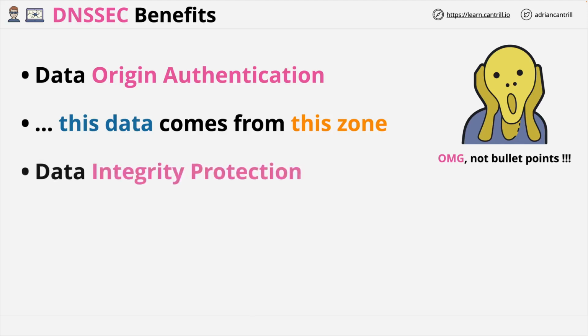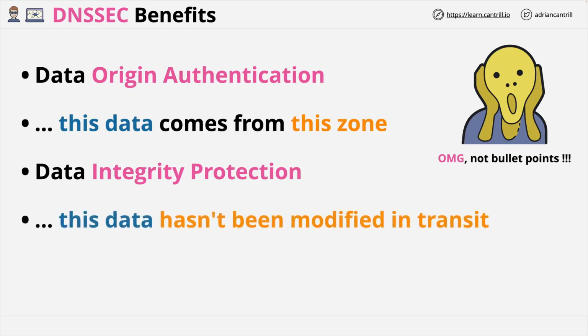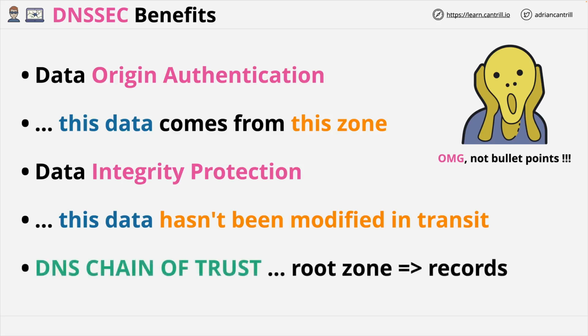Second, DNSSEC provides data integrity protection. So has the data that you receive been modified in any way since it was created by the administrator of the zone? So if you have Netflix.com data, is that the same unchanged Netflix.com data which the administrator of the Netflix.com zone created?